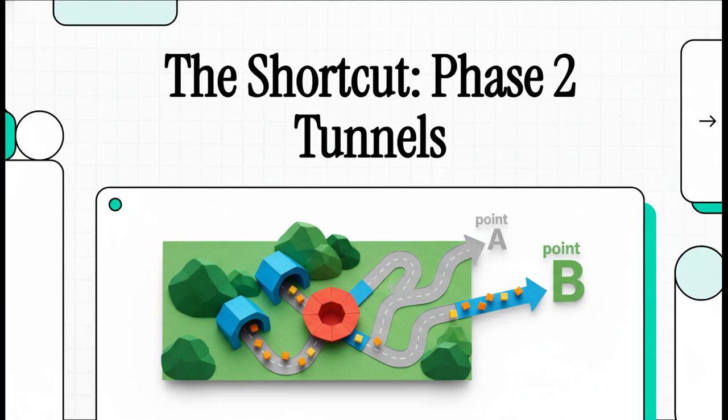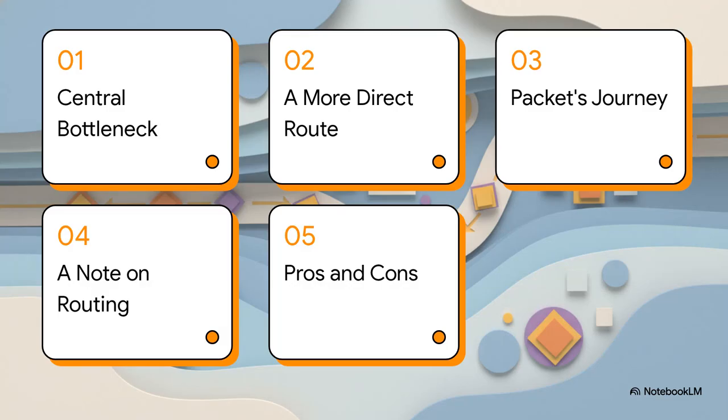Welcome. When you think about how data moves across a network, you probably imagine the most direct route possible. But what if it isn't? What if your data has to take a long detour through a central office every single time? Today, we're going to look at the ingenious solution to that problem, the network shortcut known as a Phase 2 tunnel.